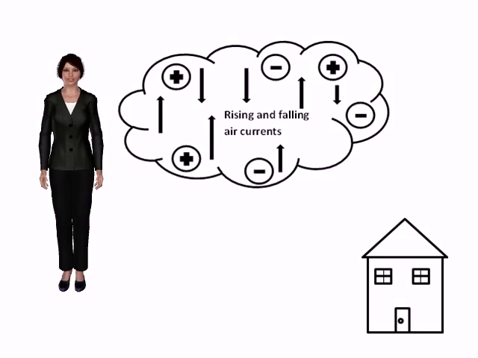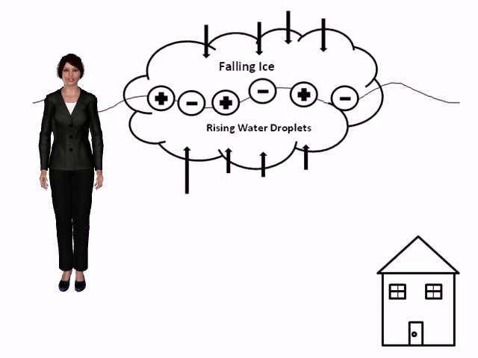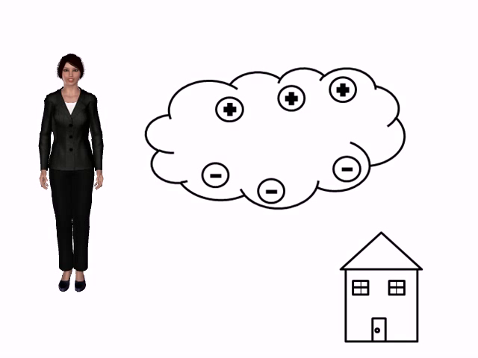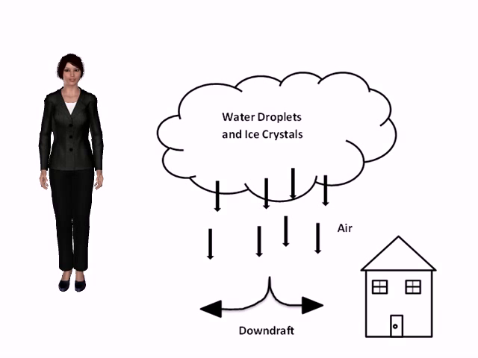Within the cloud, the rising and falling air currents cause electrical charges to build. The charge results from the collision of the cloud's rising water droplets against heavier falling pieces of ice. The negatively charged particles fall to the bottom of the cloud, and most of the positively charged particles rise to the top. Eventually, the water droplets and ice crystals become too large to be suspended by updrafts.